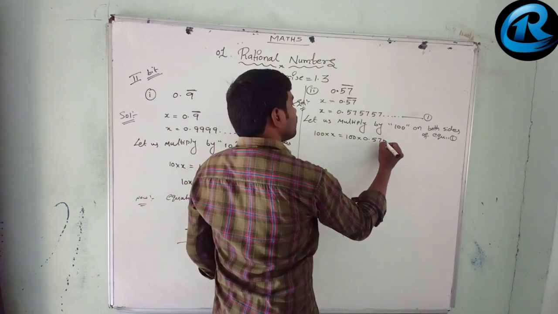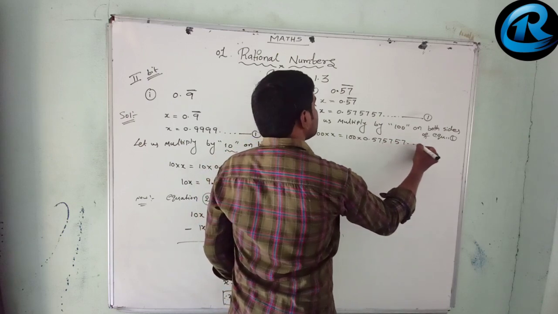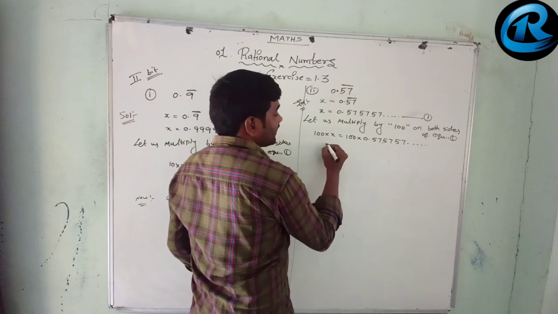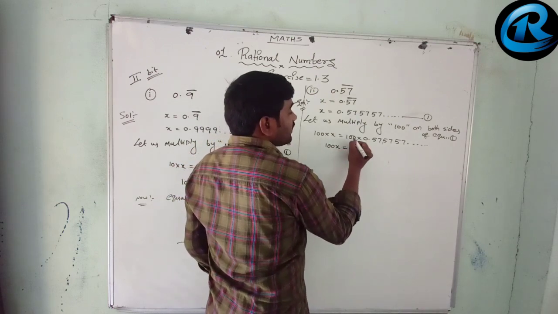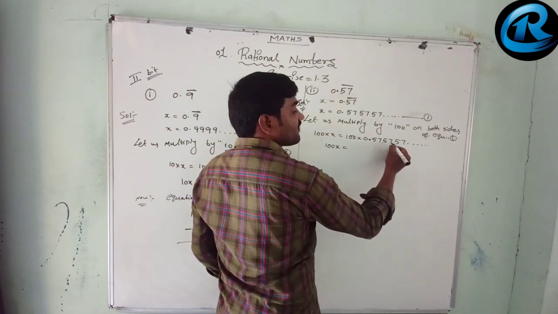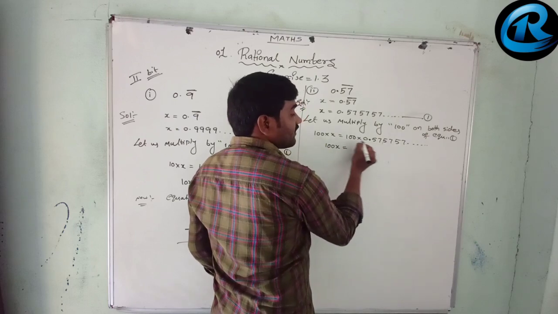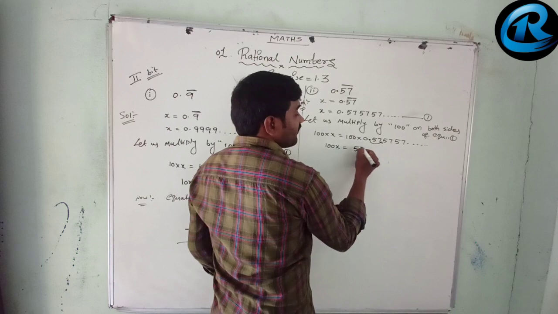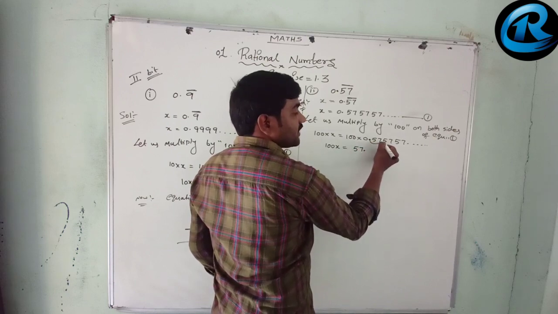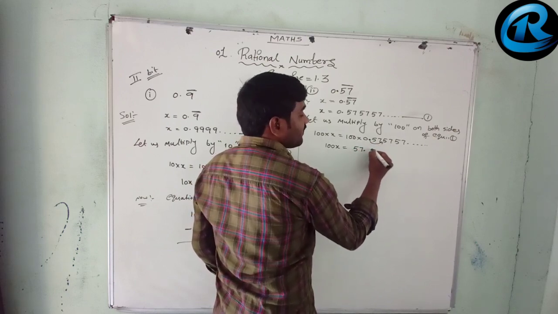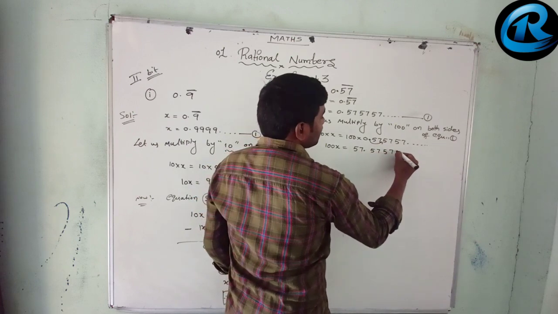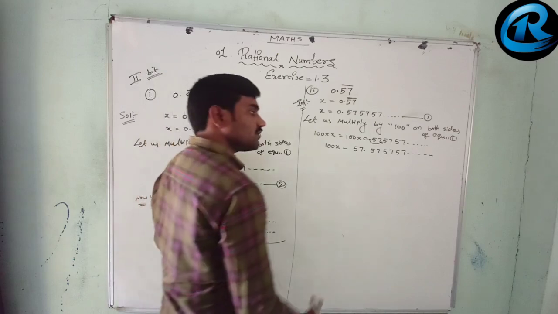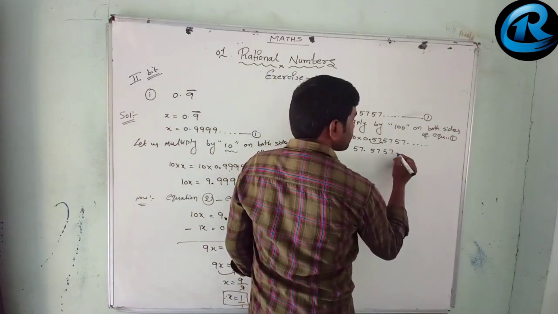0.57 and so on, infinity number of times we can write 57. Now 100 into x is 100x. Now we multiply this 0.5757 bar by 100, so the decimal point will move 2 digits this time, and we get 57.57 and so on. Write 57 two times.